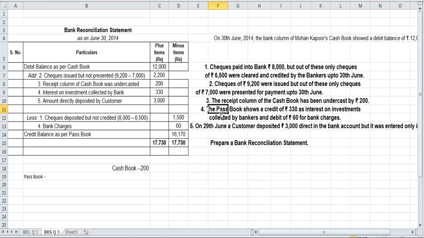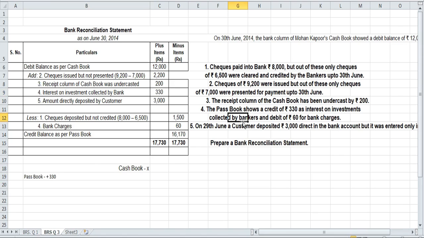Number 4, the passbook shows a credit of 330 as interest on investment. So here passbook showed a credit balance, so you have done investment, so you got 330 rupees as interest, but there is nothing shown in the cash book. So here your passbook is more, your cash book is less. So what you will have to do, we have to make the cash book more, add, to match it with the passbook. Interest on investment collected by bank 330 on the add side.